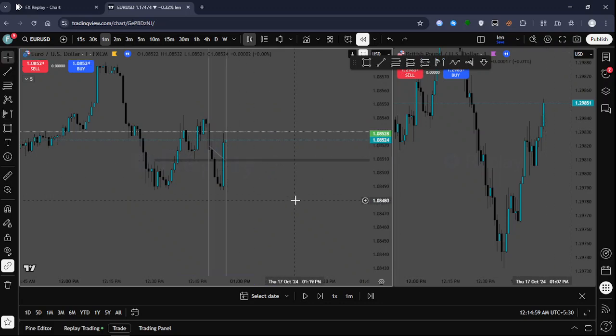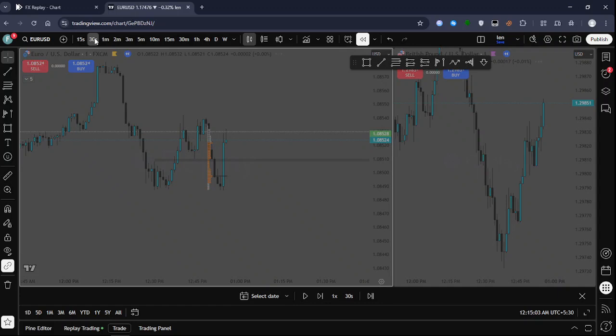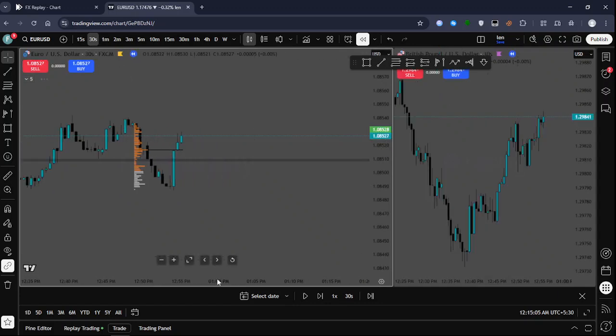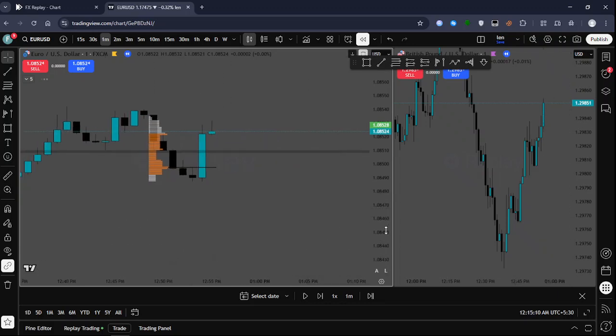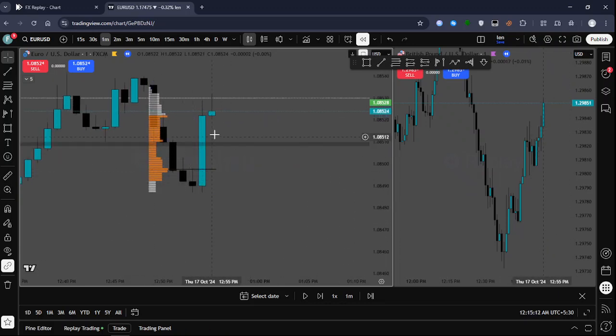I'm just looking for an entry there. 30-second, gonna make it bad. So this is the displacement up. This is the kind of inverse fair value gap I would like to see price respect, low volume, high volume zones. So this is where I'm kind of looking to see.